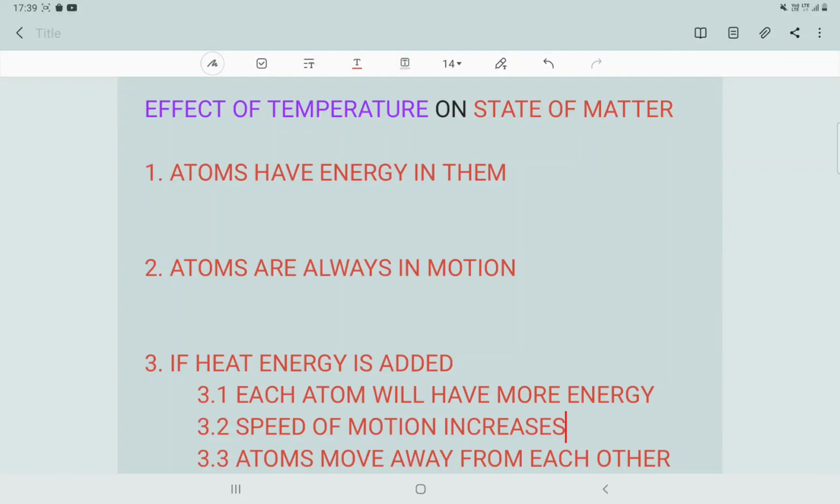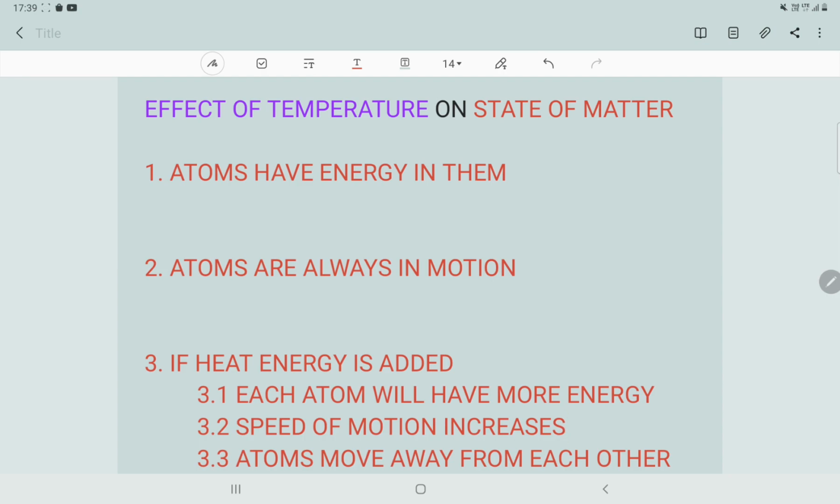Hello, in this video and in the next video, we will learn about the effects of temperature on the states of matter. When I say effects of temperature on the state of matter, I intend to inform you what happens when we add heat energy to a matter or remove heat energy from some state of matter. So the first thing that we need to understand is that all atoms have energy in them.